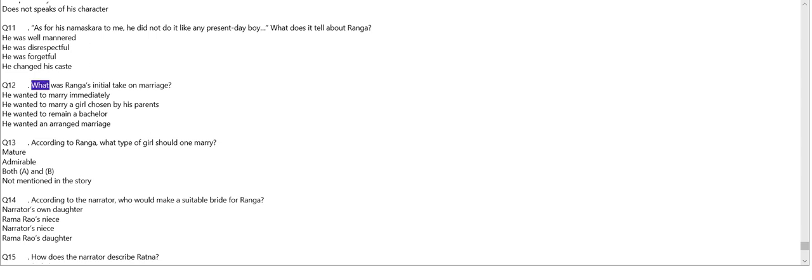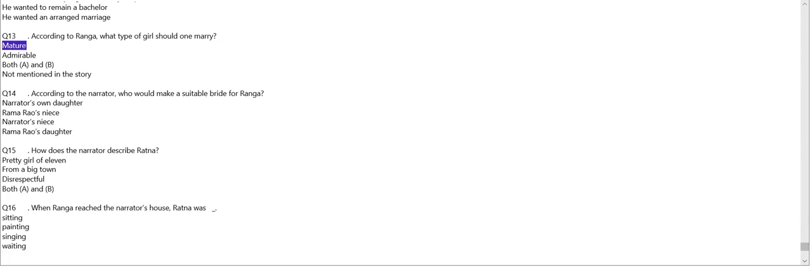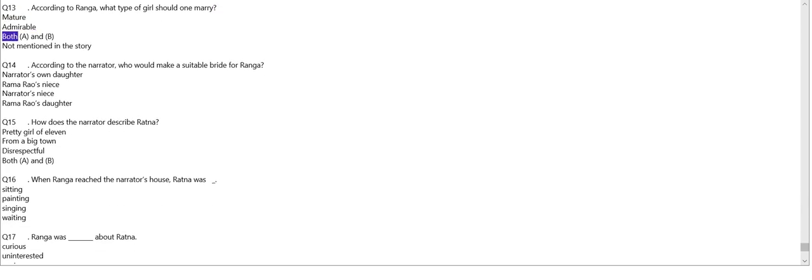Q12. What was Ranga's initial take on marriage? He wanted to marry immediately. He wanted to marry a girl chosen by his parents. He wanted to remain a bachelor. He wanted an arranged marriage. Q13. According to Ranga, what type of girl should one marry? Mature. Admirable. Both A and B. Not mentioned in the story.